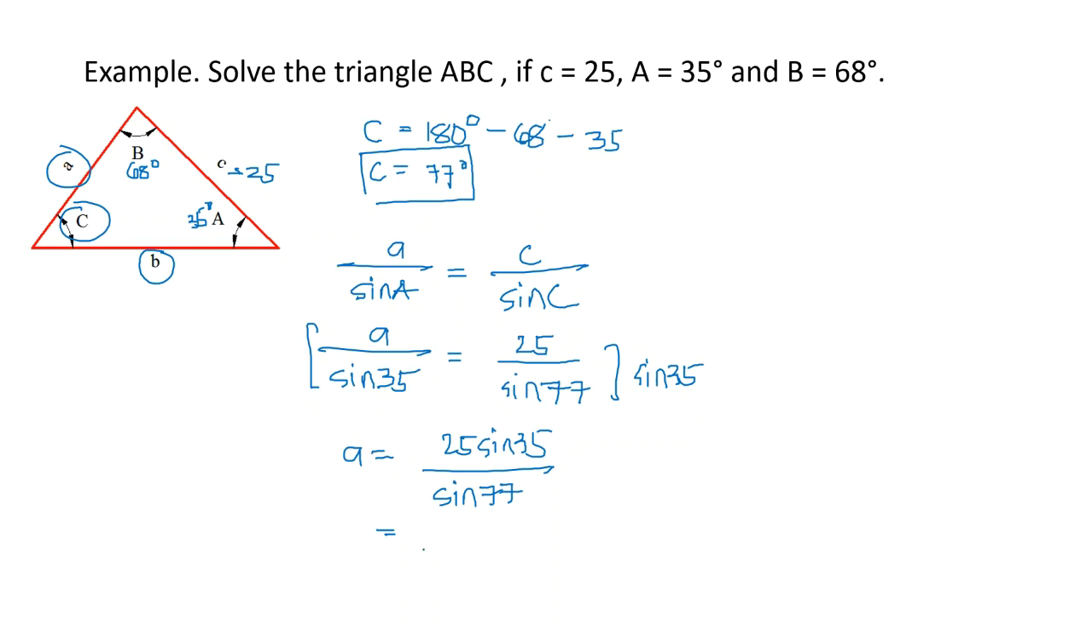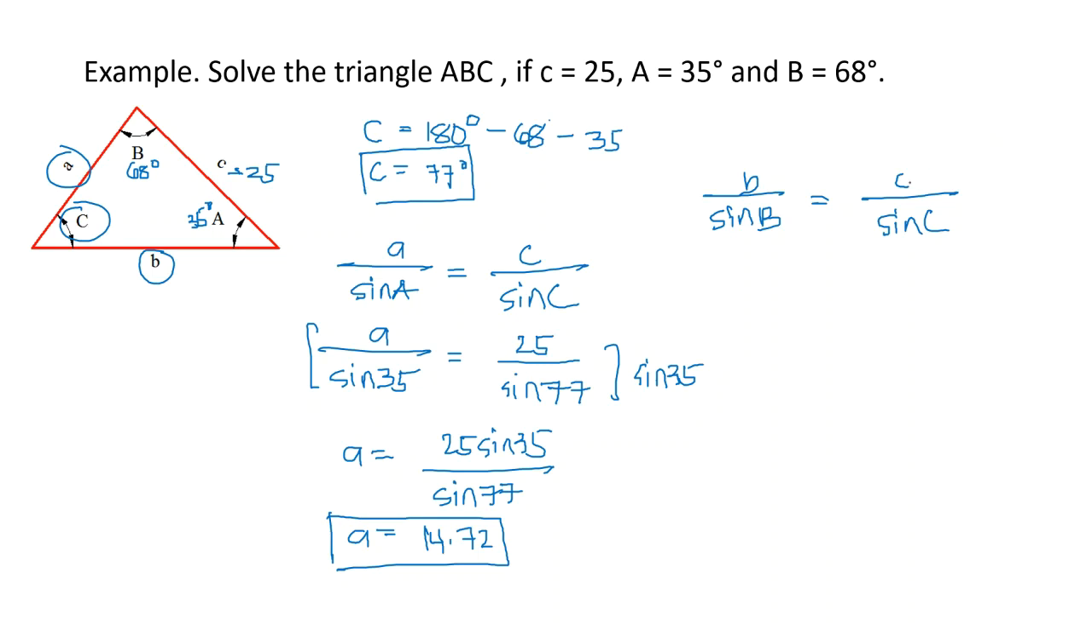That is equivalent to 14.72. So that is our A. Next, we can solve for B. We can have B over sine B is equivalent to C over sine C. Actually, you can also equate this one as A over sine A, since we already have values for side A and angle A.